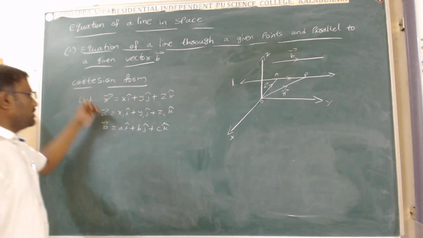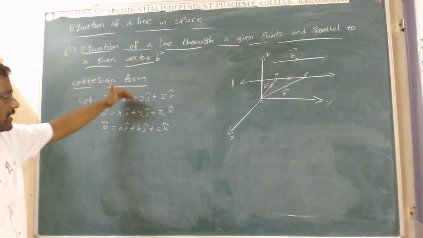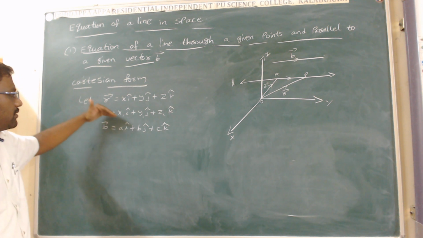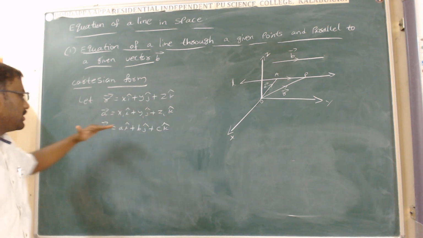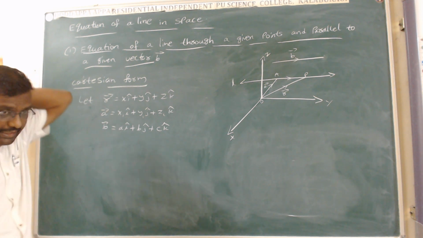First you have to consider these three. Vector R equal to xi plus yj plus zk. Vector A equal to x1i plus y1j plus z1k. Vector B equal to ai plus bj plus ck.